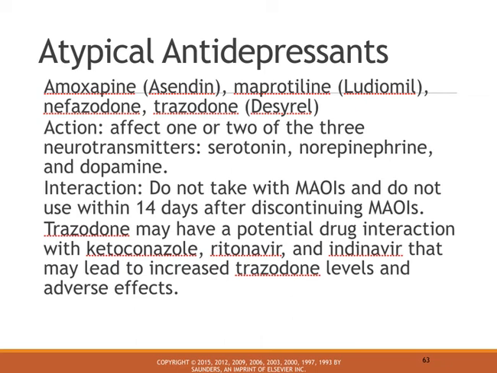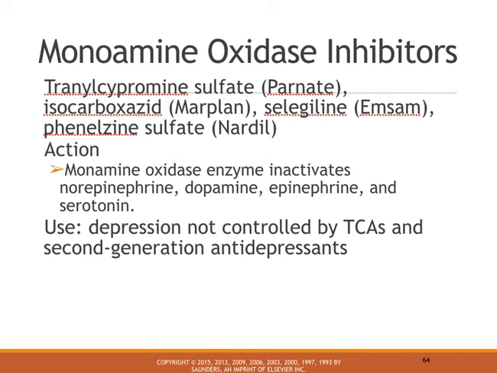Trazodone, I'll see that as like a sleep aid sometimes. So it's not used as an antidepressant, but it does have antidepressant qualities. Which brings us to MAOIs. These ones have a ton of nursing considerations, and they're just not used very frequently because there are so many food restrictions. So MAOIs work on norepinephrine, dopamine, epinephrine, and serotonin. We use it if other antidepressants just haven't been effective at controlling the depression.